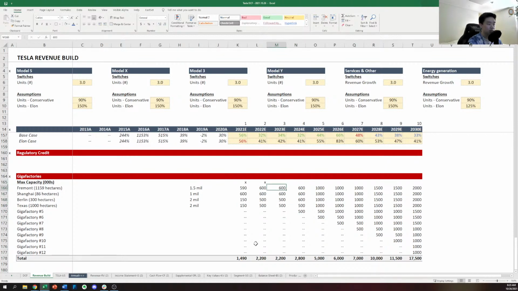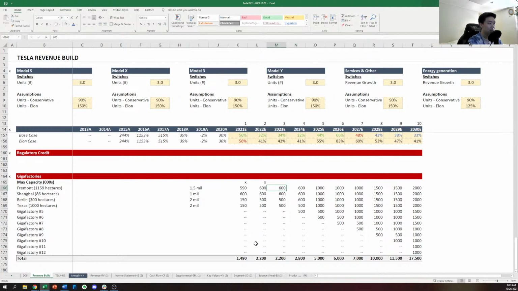Let's see here. Let's say 2.2 million. I don't necessarily want this to be flat. And I don't really know what the ramp is going to look like, to be honest. I don't know if Tesla grows production gradually, or they just build another plant and it's like 2x, right? I think the latter is maybe a little bit more likely.